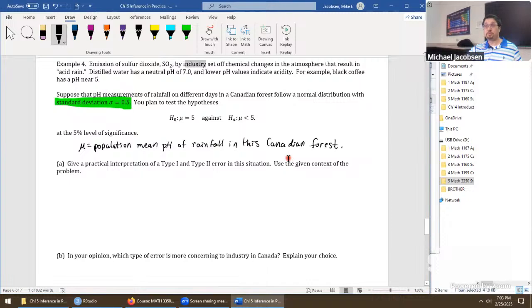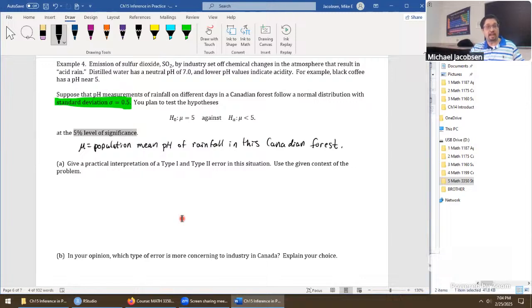An important group of individuals, they control a lot of money in Canada. And if industry suffers, so do the ordinary Canadians in a roundabout way. It'll take some time. But there's also the ordinary Canadian citizens themselves who are probably concerned about their Canadian forest and the effects if this is actually true. So when we go to formulate this 5% significance level, we have to make a balance between what is a type 1 error and what is a type 2 error, and essentially, who are we going to upset the most? Who could we be sued the most?